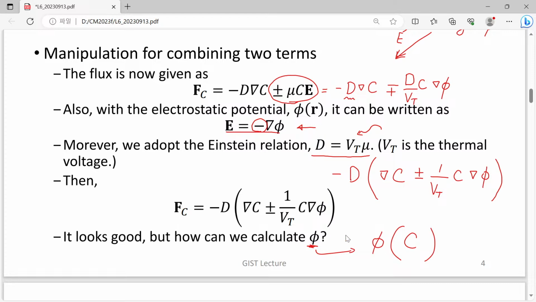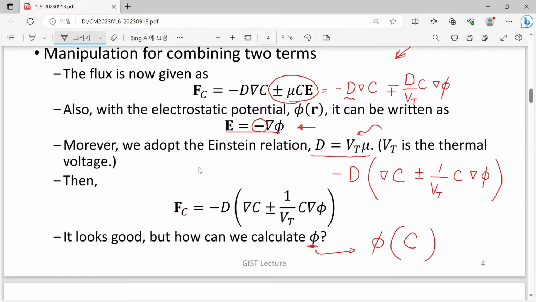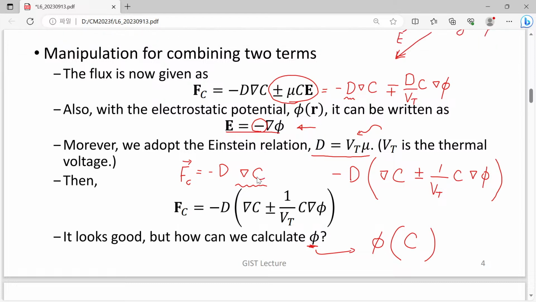So now you understand my strategy. Previously the flux was written as just a constant D and the gradient of C. So this is quite linear in the concentration and it was easy to discretize. Now we have an additional term. C is once again an unknown variable, but here we also have phi. Phi itself is not known to us.